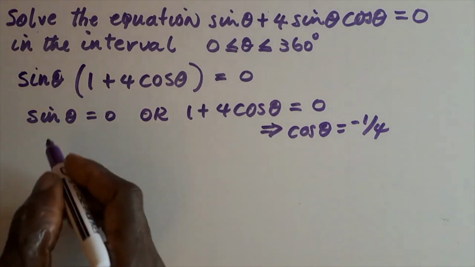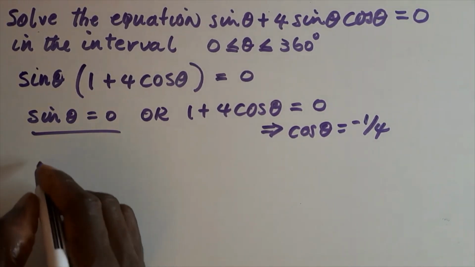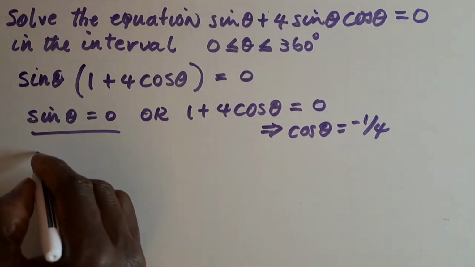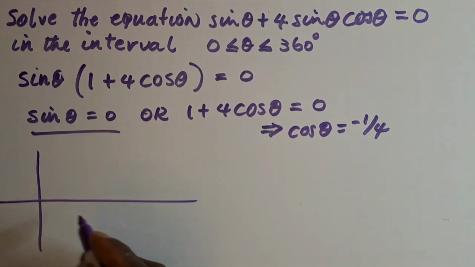So if we look at just sine theta, what we need to do is sketch a graph and see where the sine wave cuts the horizontal axis for theta, and we'll be able to identify where sine theta is equal to 0. So, quick sketch.